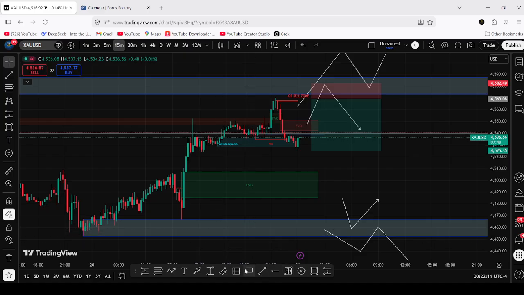Then from there, we have a fair value gap. At this point, the market moved aggressively.